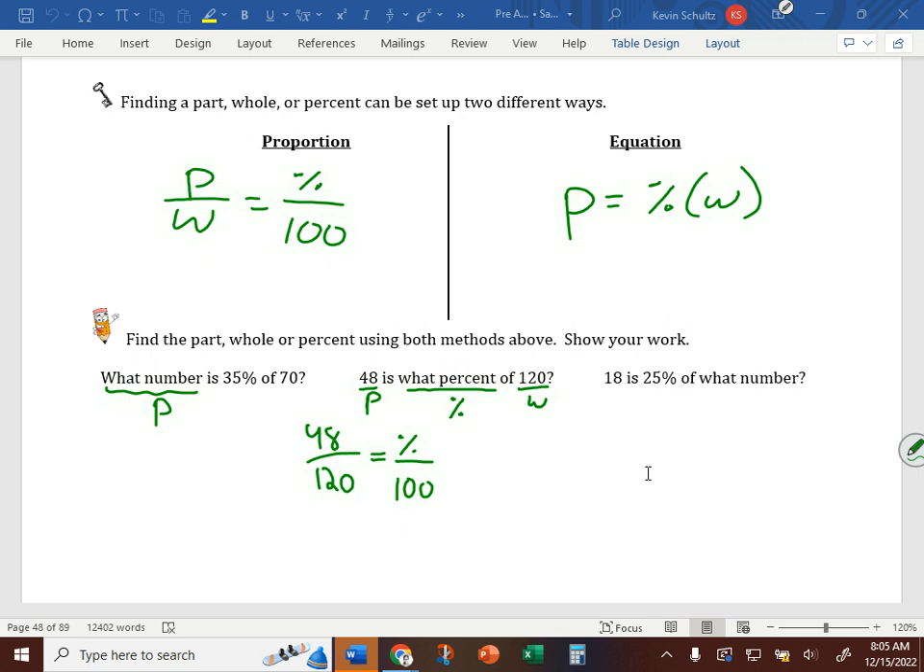What is the alternative method to scale factor? Lily? Cross products is correct. So cross products means we are multiplying 48 by 100 and dividing by 120, right? So 48 times 100 is 4,800, and we're dividing that by 120. What do we get?